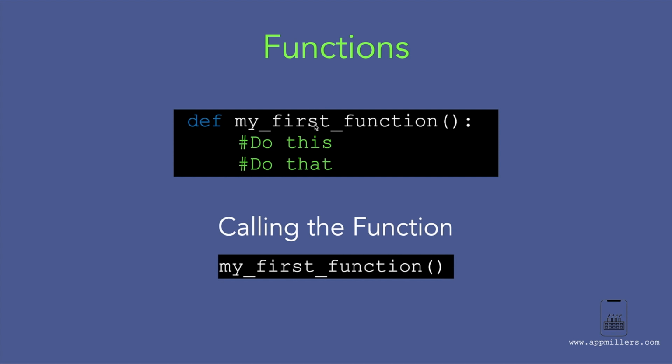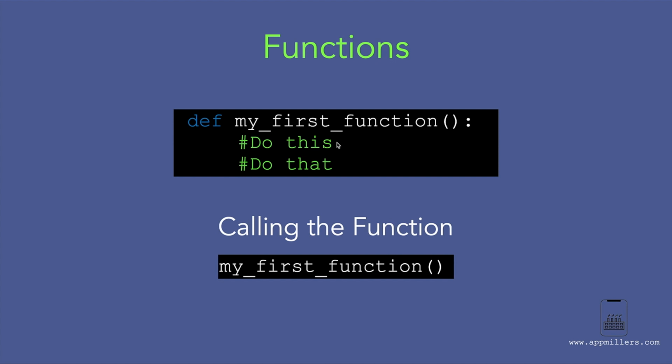Now in our case, our function's name is my first function, and we can call this function by typing the function name, which is my first function, and parentheses over here. And when this line of code is run, it's going to search where the function is defined. So it's defined up over here. Then it's going to execute all lines of code that are contained within this function.